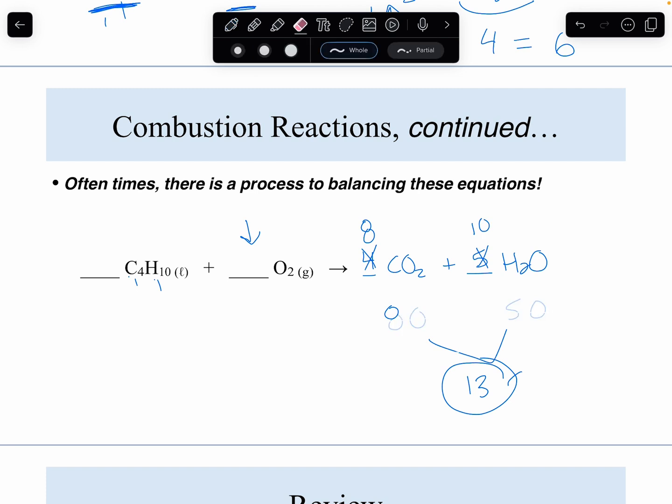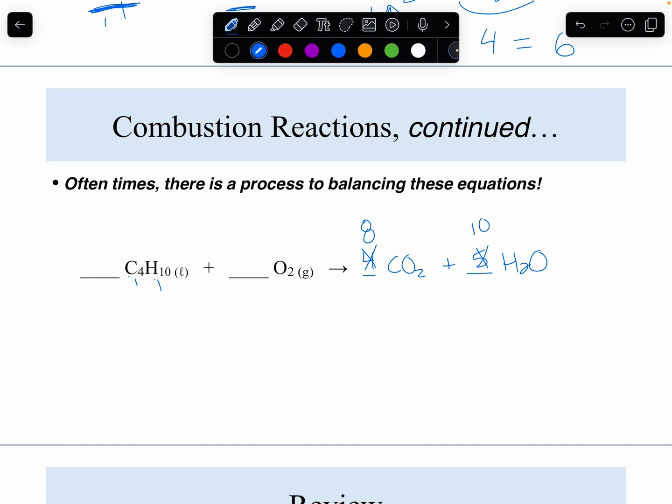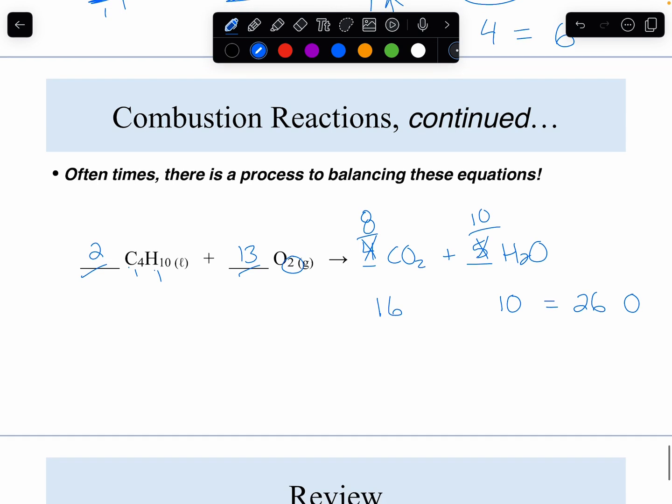So let's go ahead and start fresh again with our new numbers. So I have 8 carbons. So I'm going to put a 2 here. And I also have 20 hydrogens, which works well for both of those. Now, how many total oxygens do I have? 8 times 2 is 16. 10 times 1 is 10. I now have 26 total oxygen. So since there's a 2 here, you have to cut that in half, and then I have 13. So my coefficients are 2, 13, 8, and 10. So when you get an odd number of oxygen, when you're balancing a combustion reaction, double your current coefficients.